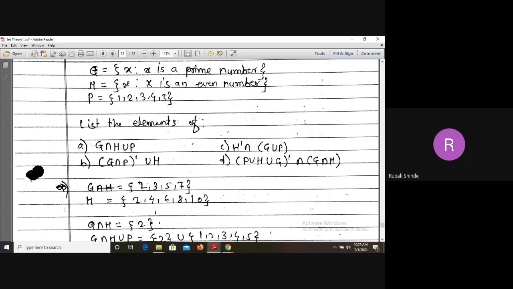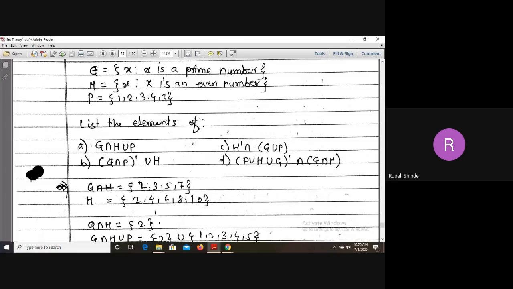After that, we have to find out what is the set H. Okay. So H will consist of the set of even numbers. So again, even numbers means what? Then it will include 2, 4, 6, 8, and 10. Okay. And P we can get from this question only.